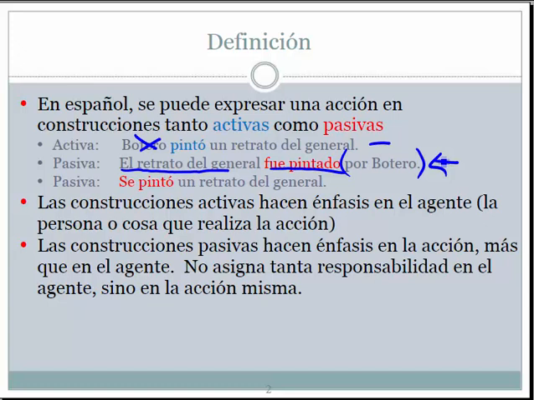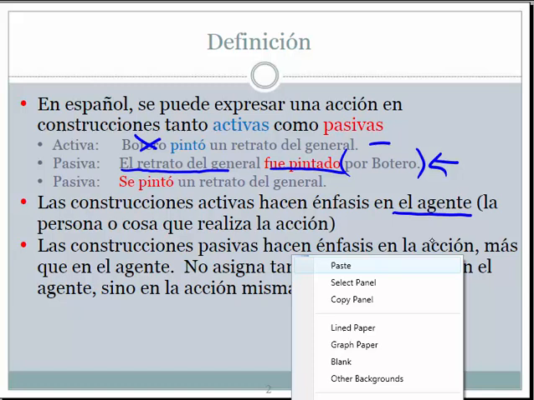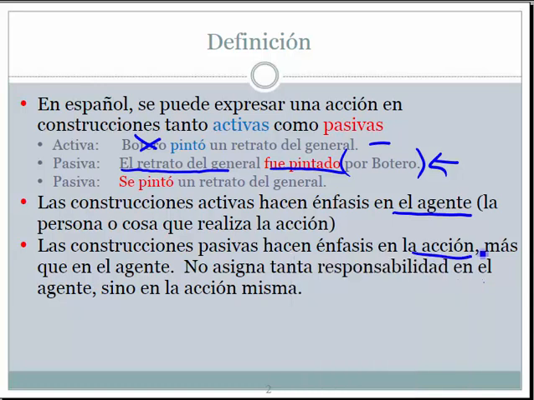nearly as important. There's also another way, we'll see in a minute, where it's se pintó un retrato del general, where the agent is eliminated altogether. What matters now is that a painting was painted, not who did it. Okay, active constructions emphasize the agent, the person or thing who carries out the action. Passive constructions emphasize the action, more than the agent.